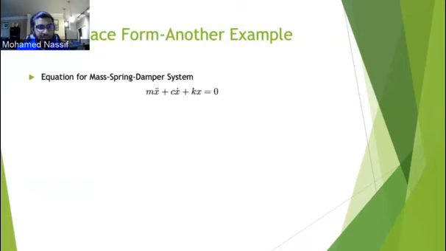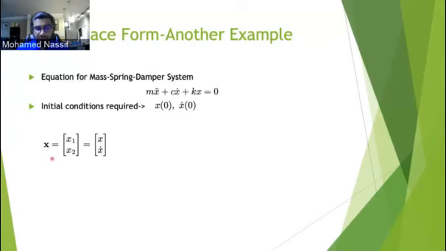So let's look at this equation: m x double dot plus c x dot plus k x equals 0. Pretty straightforward. For initial conditions, because we have a second order equation, we need two: a position and a velocity. Let's go through the state space form again. The state variables are x and x dot. It's pretty similar to what we did before. Instead of theta and theta dot, we have x and x dot.